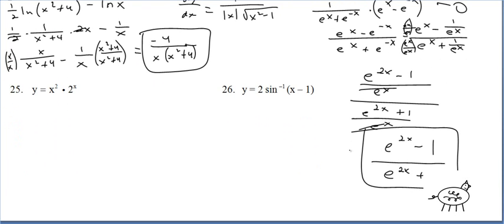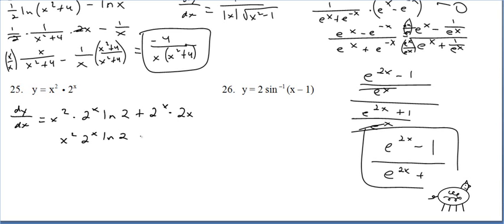Okay, next one is just going to be the product rule. So dy/dx is equal to the first times the derivative of the second, so it's x squared times 2 to the x ln 2, plus the second times the derivative of the first, which is times 2x. Okay, so you put everything together here, and we get x squared, 2 to the x ln 2 plus 2x times 2 to the x.